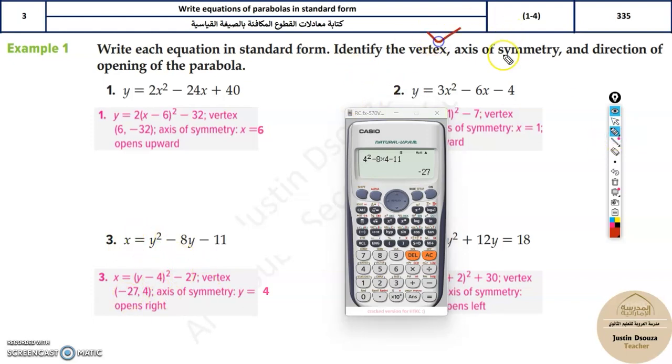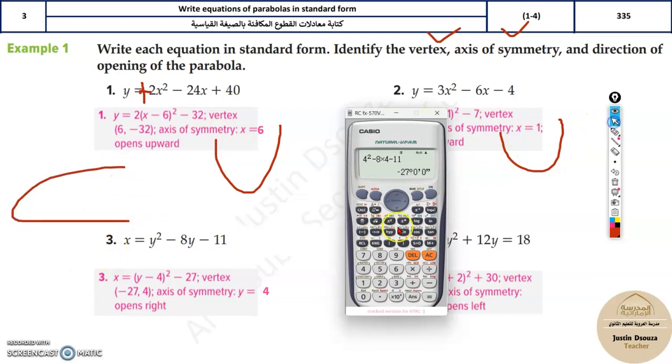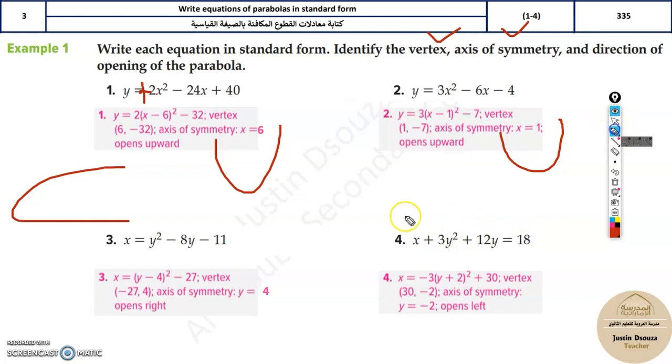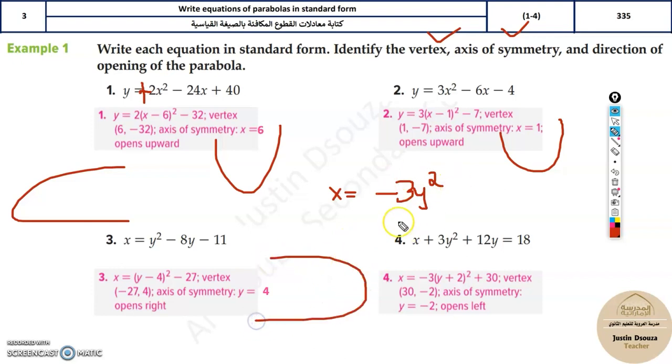So we can easily find the vertex and axis of symmetry. What about the direction of the parabola? If it is positive, it's always opening upwards. Over here, it's positive, so upwards. But now, since over here the direction is changed, it's not vertical, it's horizontal, and it opens to the right side. Now, this is very important: if x equals everything on the other side, it'll be x equal to minus 3y squared. Now, this will be opening to the left side.